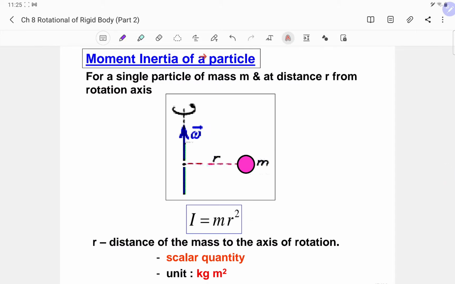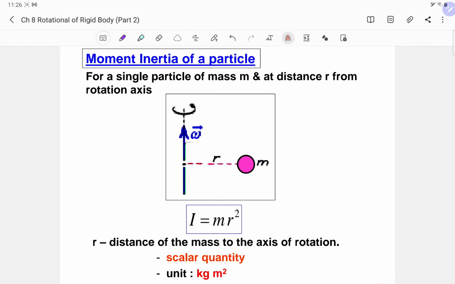The formula for moment of inertia of a particle. So the keyword here is particle. The formula is I equals mr squared. Let's say this is the mass of the particle from the axis of rotation. This particle is moving in rotation. So to calculate the inertia, the resistance to resist any changes, is equal to mr squared. Moment of inertia is a scalar quantity and the unit is kg from mass and meter from r.